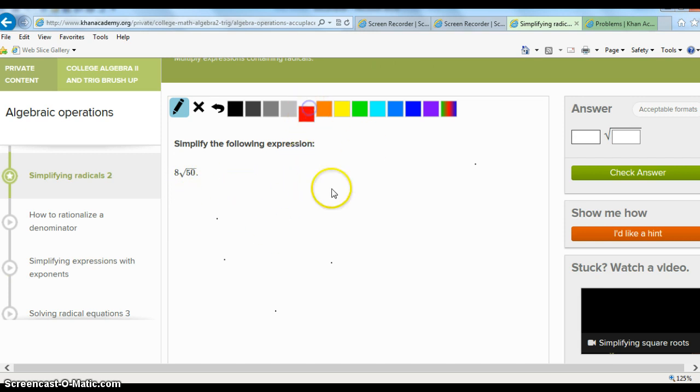So I'm going to start out here by doing a prime factorization of 50. 50 can be broken down into 2 times 25.